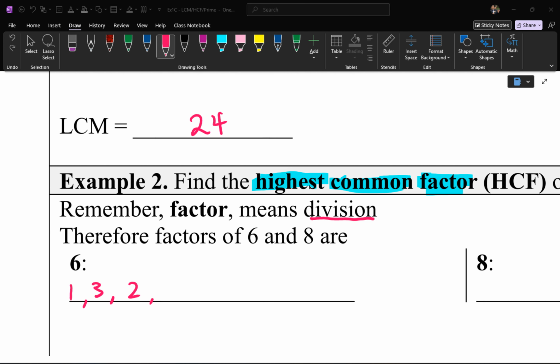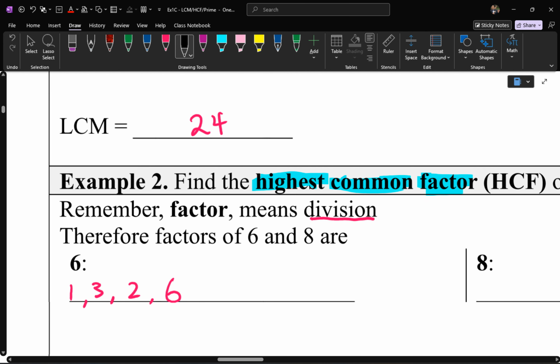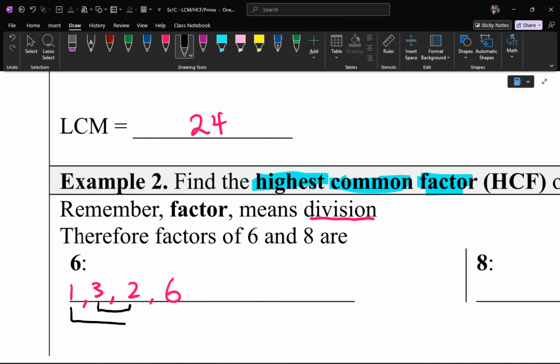6. Very good. And what you find is that if you know your times tables, you can figure it out. 3 times 2 gives you 6, and 1 times 6 gives you 6. It should have that sort of pattern. There's a pairing. And so these are your factors. See how factors cannot grow like multiples? Multiples can go infinitely large.